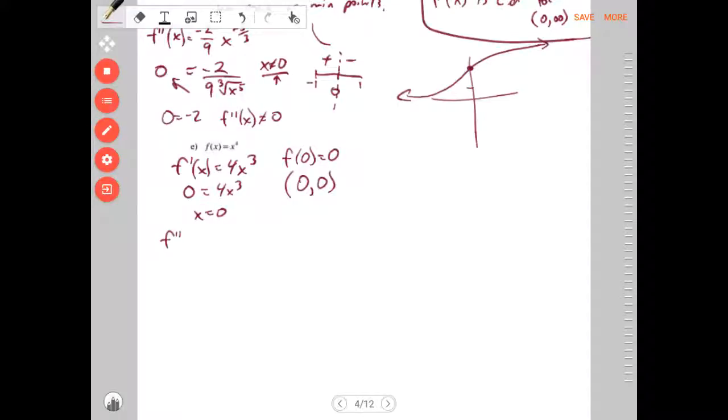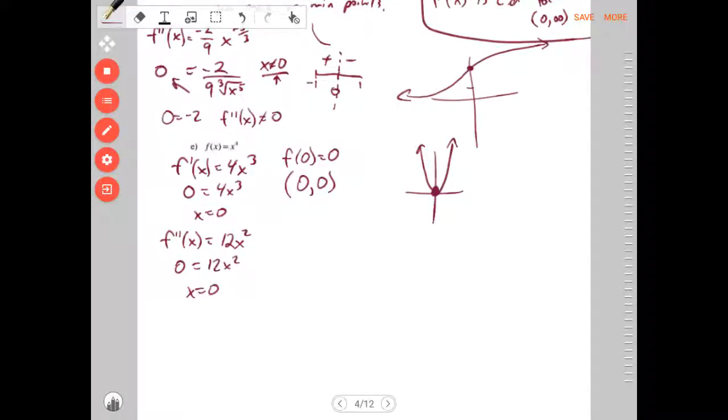Now, you guys know what x to the 4th looks like already. It looks like a really pinched parabola. X to the 4th, so it should be (0, 0) there. So that should be a minimum, but we're going to prove it. So f double prime of x is 12x squared. Well, that also equals 0, so x equals 0.